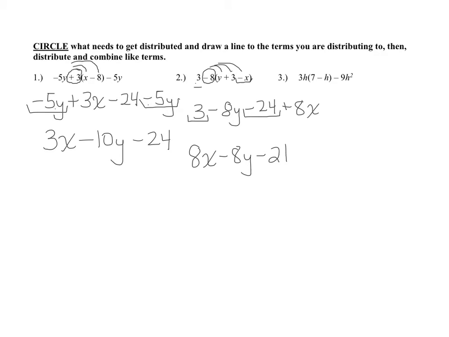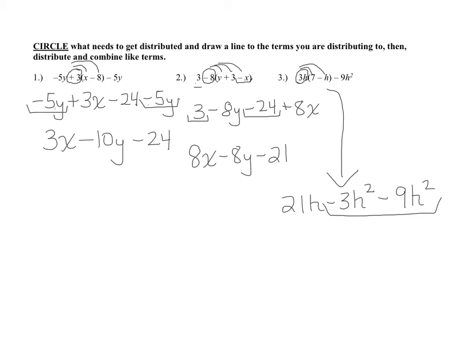All right, number 3. I'm going to go ahead and put my answer down here, but I'm going to go ahead and circle the 3h, and the 3h goes to the 7 and negative h. So 3h times 7 is 21h, and 3h times negative h is negative 3h squared. My parentheses go away, and then I just bring down minus 9h squared. And then I combine my like terms.